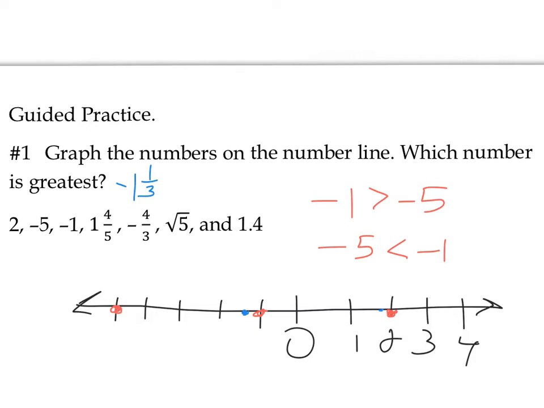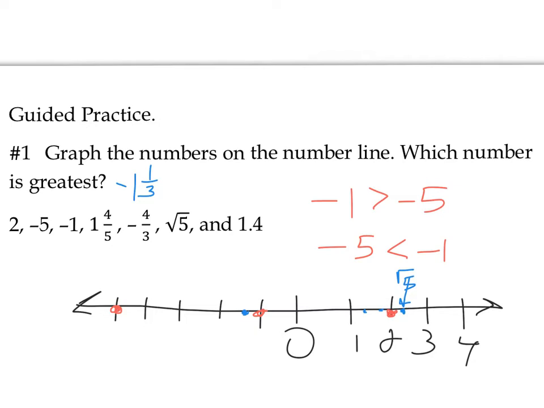Then we'd have the square root of 5. So this is one of those irrational numbers. When you put it in your calculator, it's going to be a decimal that goes on forever. It's going to be a little more than the square root of 4, which is 2. So that's going to be a number here. That would be right there, about the square root of 5. We could estimate it. And 1.4 would be here, a little bit less than 1 1/2.